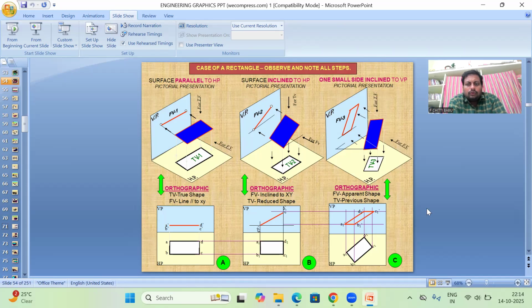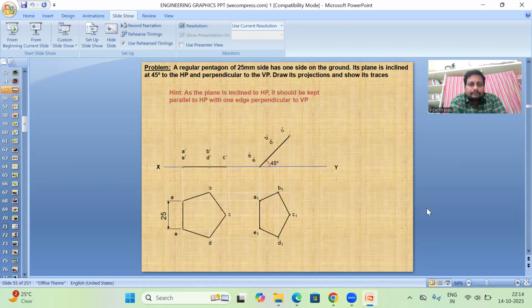We are going to see the problems so that you may understand very clearly. For example, a regular pentagon of 25 mm side has one side on the ground. Here the 25 mm side is given. One side on the ground means it is resting on the HP.